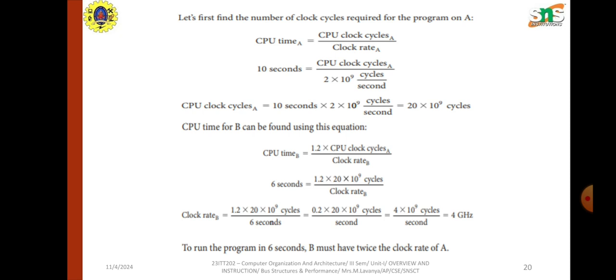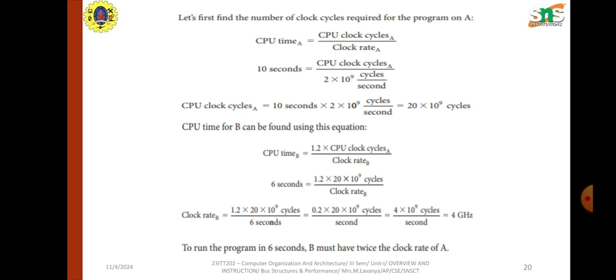of clock rate, right? So we are substituting that in this formula, whereas the 6 will be coming to the denominator and clock rate will be moved to the LHS. So clock rate equals 1.2 divided by 6 into 20 into 10 to the power of 9 cycles, whereas while performing the operations we will have 4 into 10 to the power of 9 cycles per second, which is known as 4 GHz.